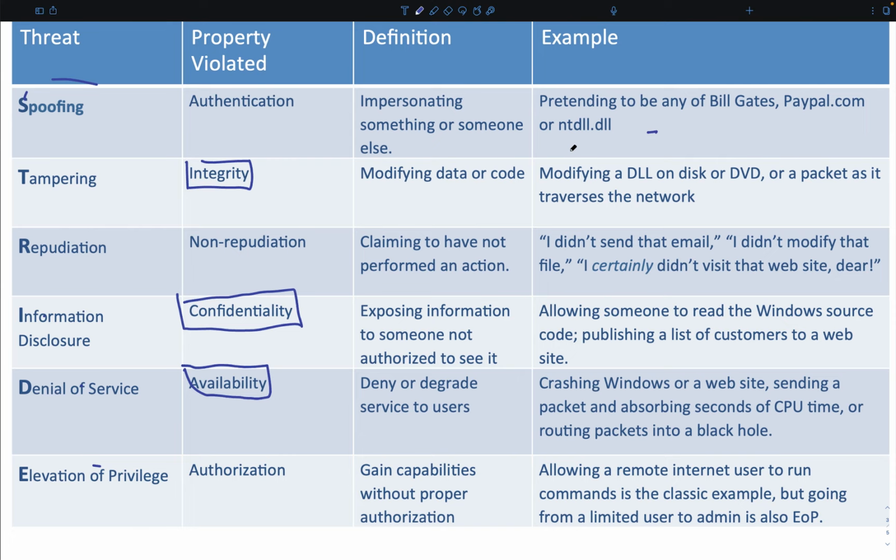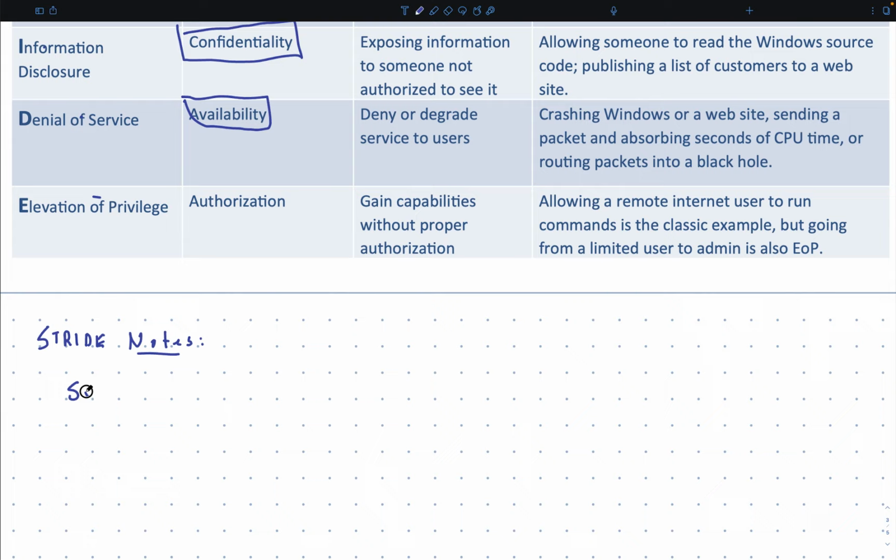A common thing that we see now are what are called time of check versus time of use vulnerabilities. So this is related to spoofing. I'll just add it as a note. Time of use. Time of check. This usually happens in software, it could happen in procedures, policies.